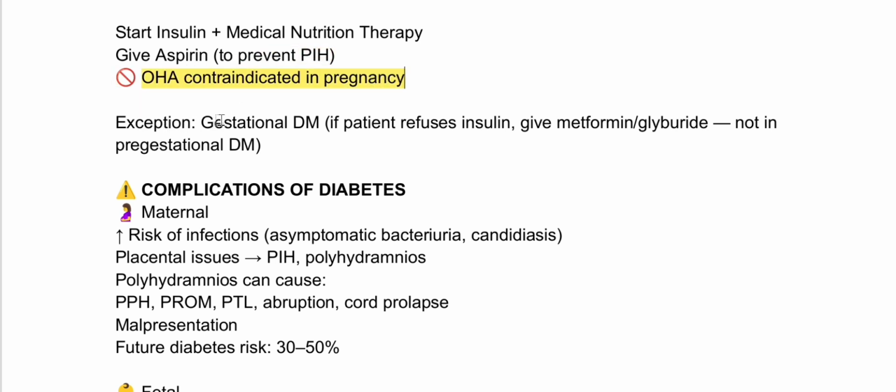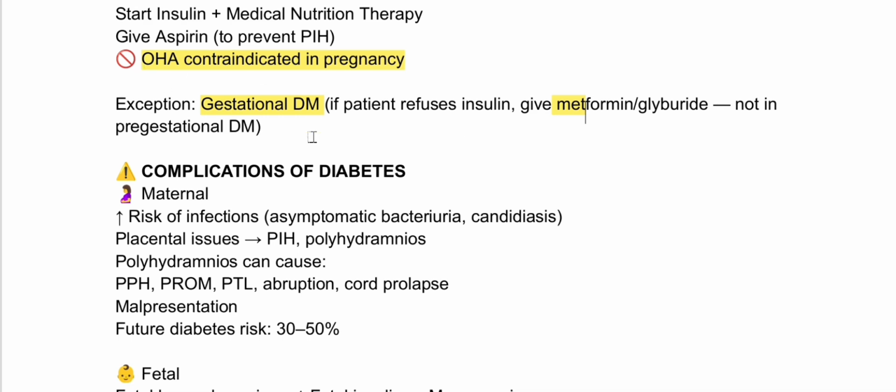Now, the exception is that in gestational diabetes, if the patient refuses to take insulin, we can give metformin or glyburide. But we will not give this in pre-gestational diabetes. It is given only in gestational diabetes.